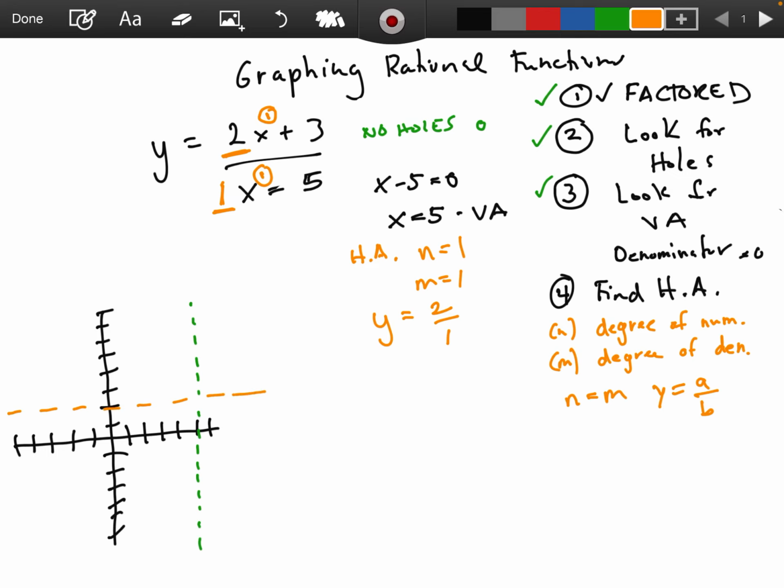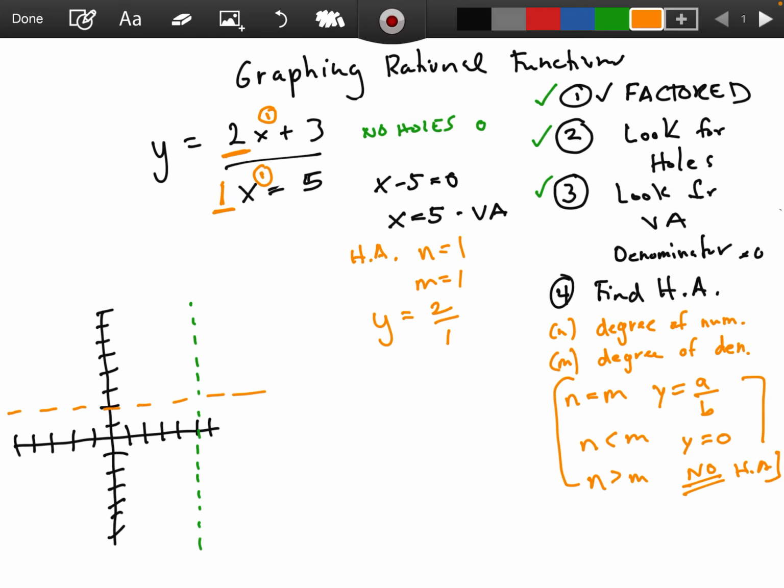But we don't always have the degree of the numerator the same as the degree of the denominator. So when the degree of the numerator is less than the degree of the denominator, then y equals 0 is always going to be our asymptote. And when the degree of the numerator is greater than the degree of the denominator, there's no horizontal asymptote. All right, so you've got to put these rules in there someplace so you have them.